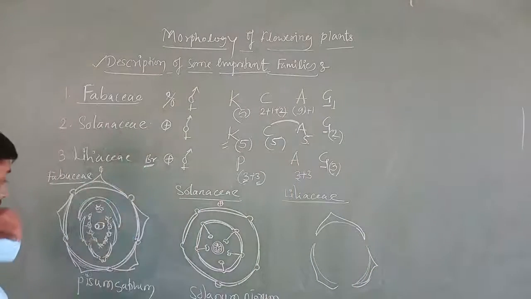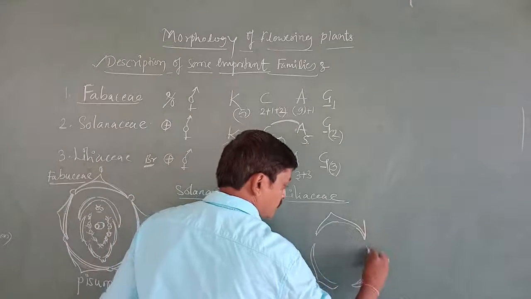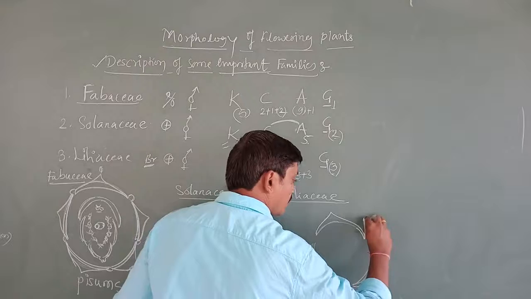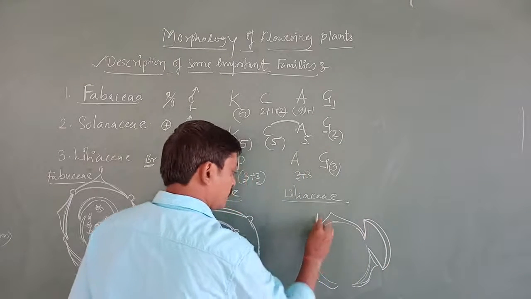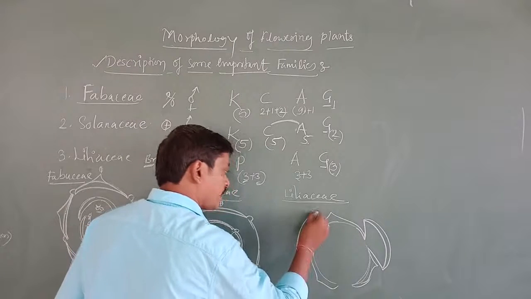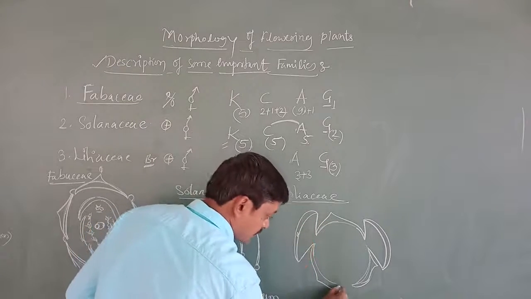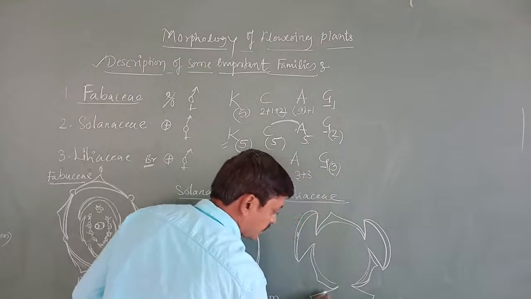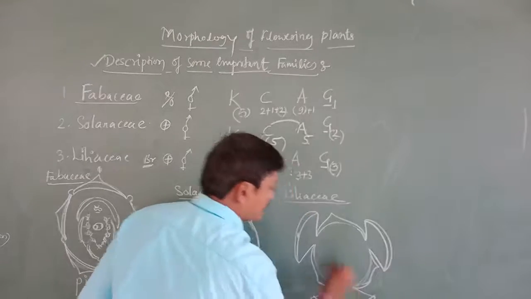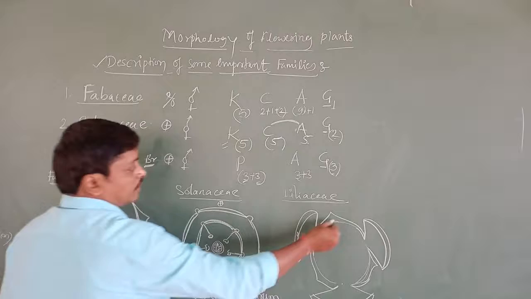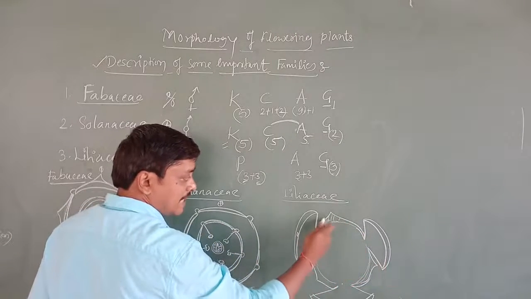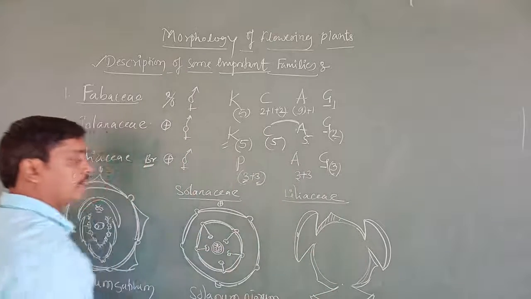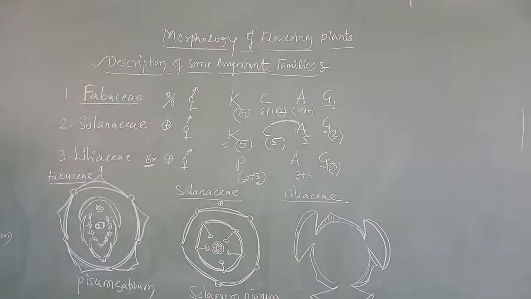Now here, just draw like this and like this. All these we are going to call perianth, as there is no distinct calyx and corolla. This is perianth completely.